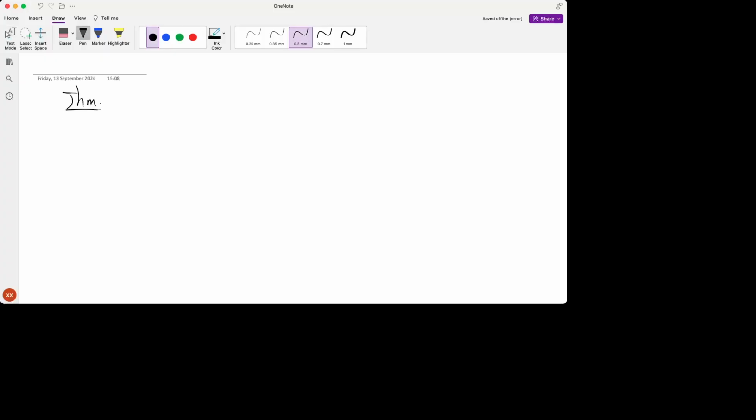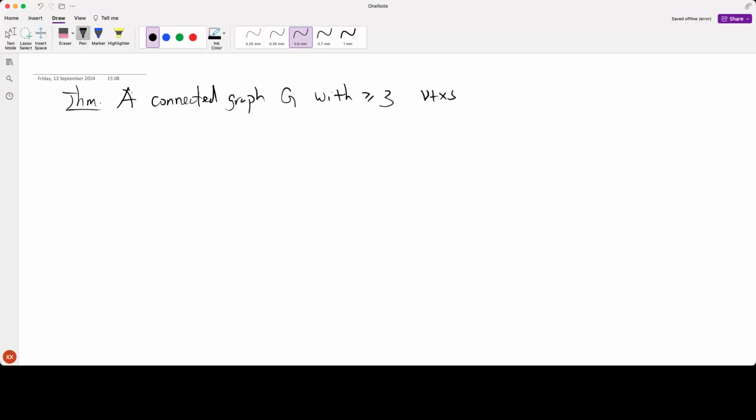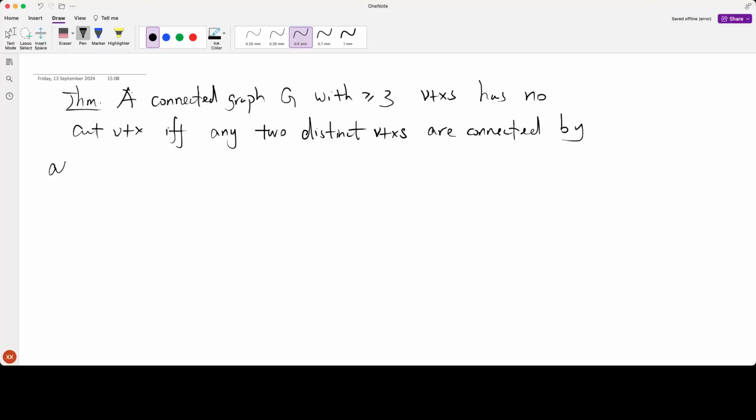A connected graph G with at least 3 vertices has no cut vertex. So I want to describe a graph with a higher connectivity. So with no cut vertex, if and only if for any two distinct vertices are connected by at least 2 vertex disjoint paths.